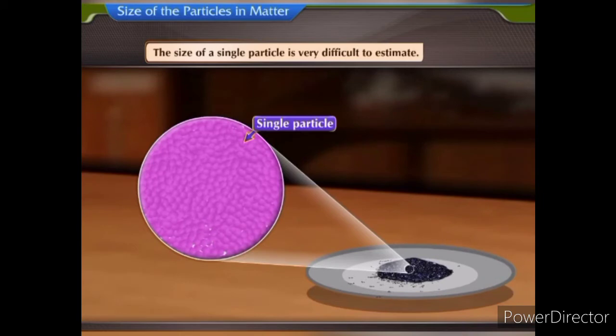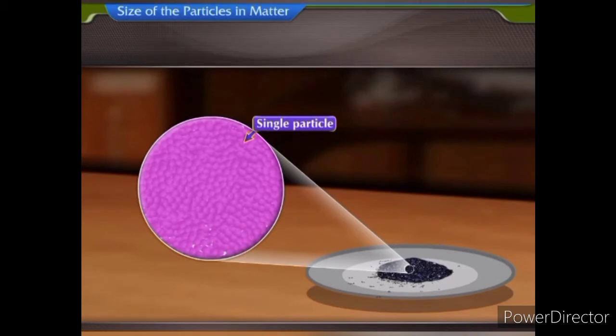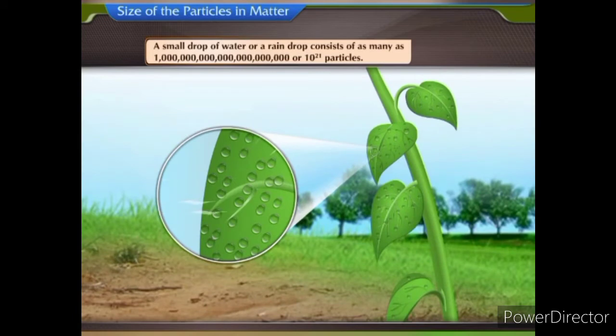The size of a single particle is very difficult to estimate. They are small beyond our imaginations. For instance, a small drop of water or a raindrop consists of as many as 10^21 particles.